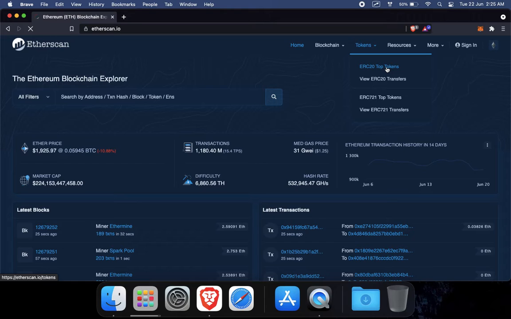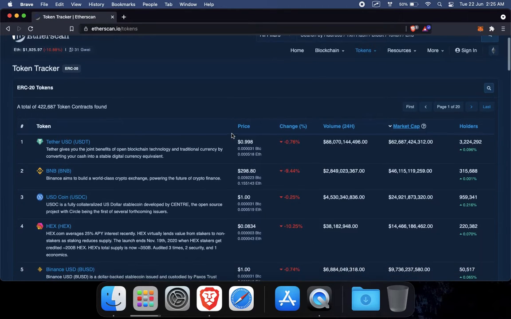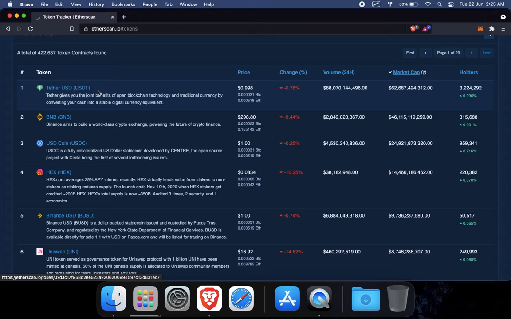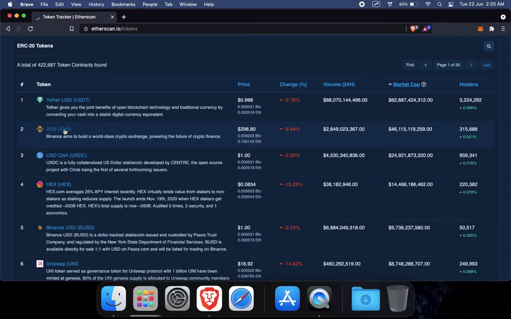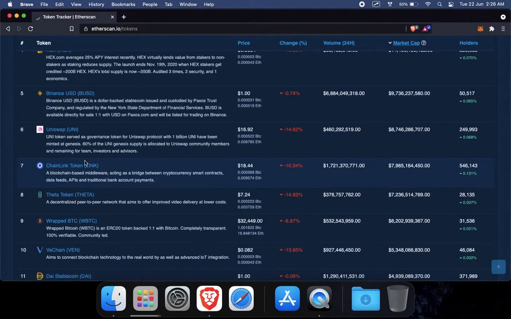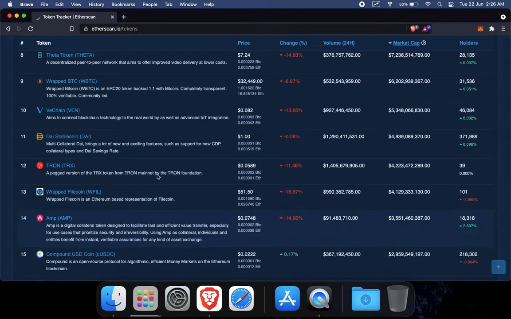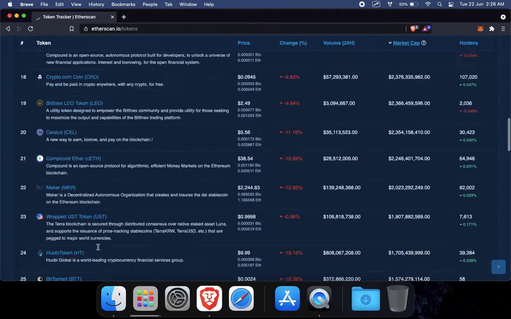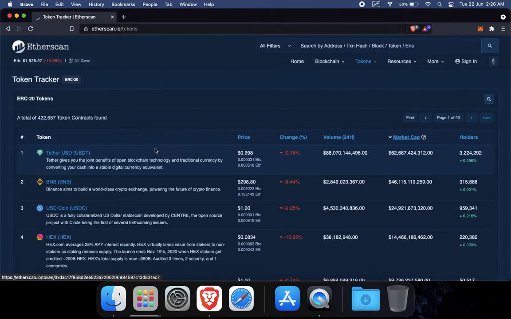So ERC-20 top tokens, right? So what are ERC-20 tokens? Any token which is created on the Ethereum network. So you've got USDT, the number one token, which is unsurprising, because we also got BNB tokens, USDC, Hex, Binance, Uniswap, Chainlink, which is what we looked at earlier, right? That was the example I gave. So all these tokens are on the Ethereum network. They can be transferred to and fro on the ERC-20 network. USDT obviously has the most because it has the most volume, biggest market cap at the moment as well.